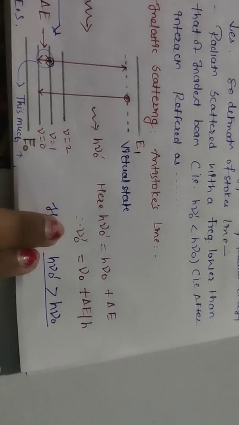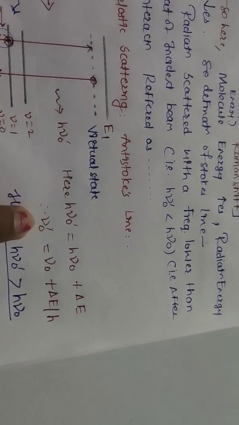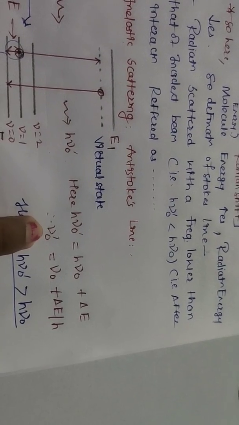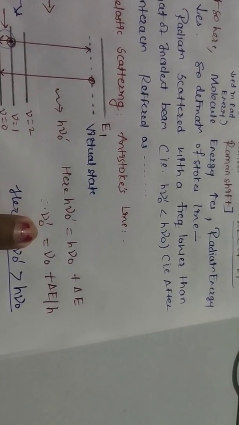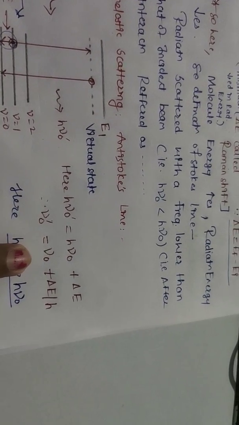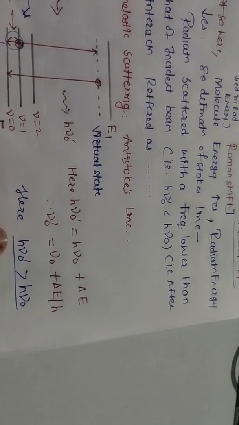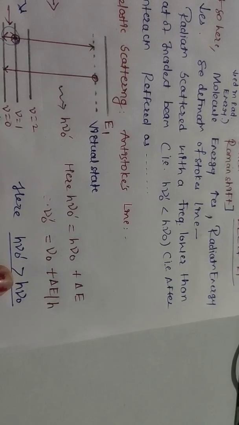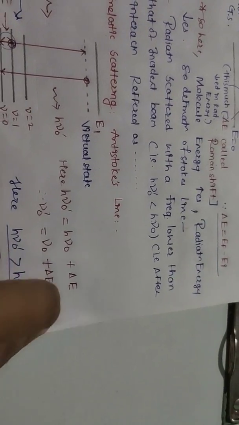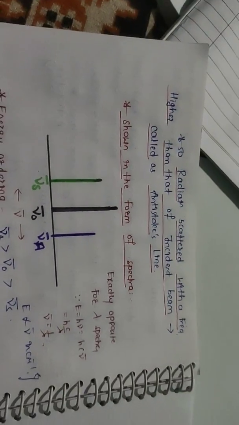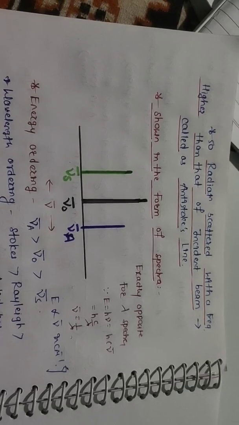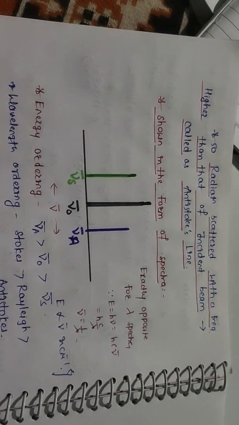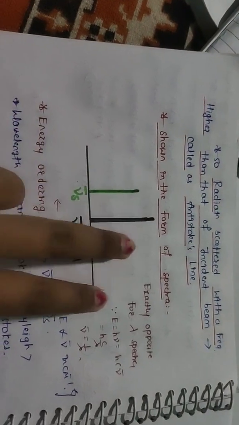So we can say that the scattered photon frequency is higher than the incident photon frequency. So here the case observed is h nu naught prime is greater than h nu naught. So here we observe the anti-Stokes line. What is the definition? Radiation scattered with frequency higher than that of the incident beam is called the anti-Stokes line, which is shown in the form of spectra.